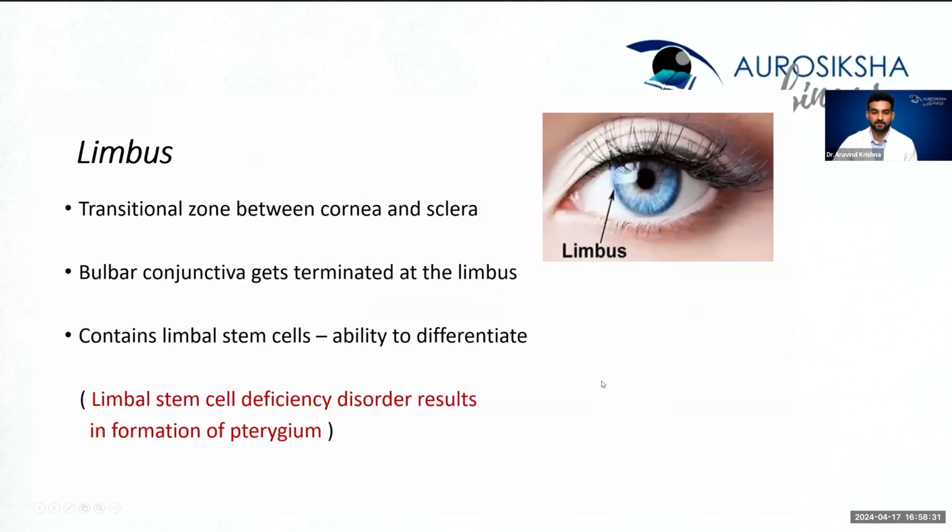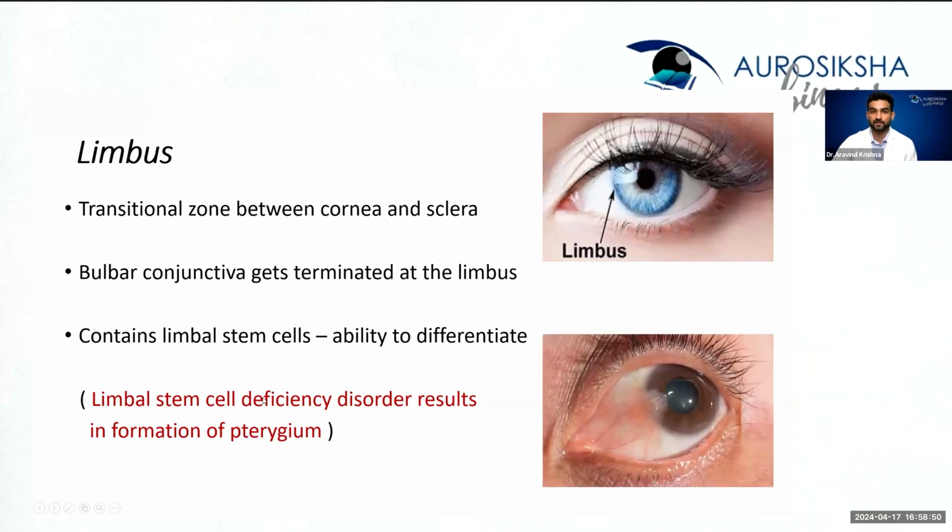So coming to the limbus, it is nothing but the transitional zone between the cornea and the sclera. The bulbar conjunctiva gets terminated at the limbus, as you can see around this part. The significance of the limbus is that it contains something called the limbal stem cells, which have the ability to differentiate. A limbal stem cell deficiency disorder will result in the formation of a pterygium. A pterygium is a wing-shaped tissue or growth of the conjunctiva encroaching upon the cornea, and it can result in visual problems or sometimes mostly cosmetic problems.